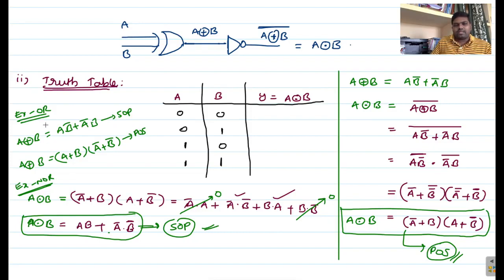Okay, XOR means A B bar plus A bar B. XNOR is nothing but A B plus A bar B bar. Okay, so that is the difference. That means each product term has either complementary or uncomplementary variables.